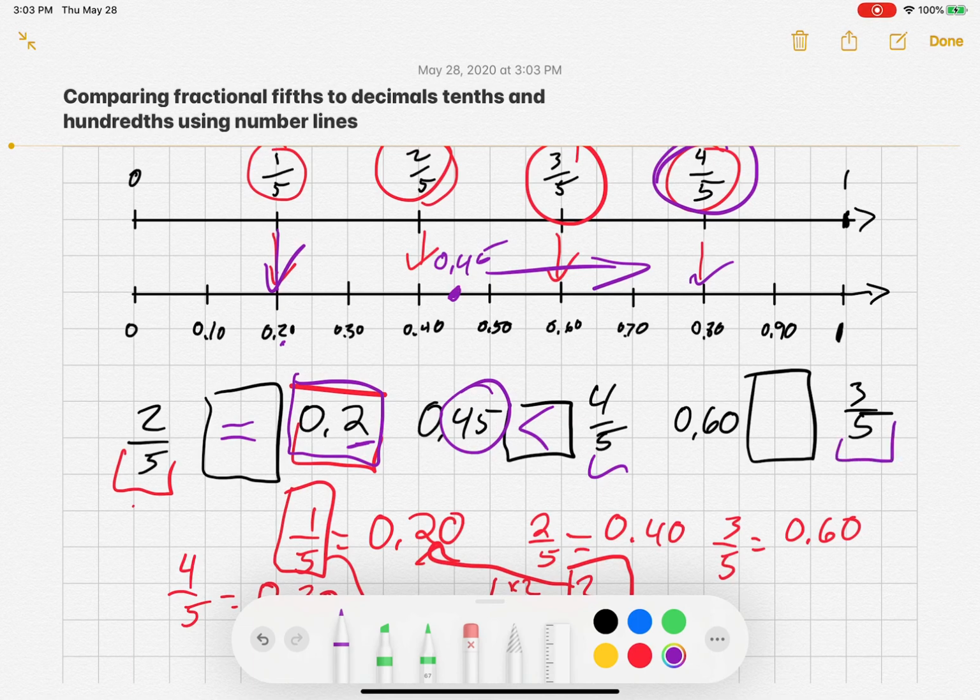If I'm looking at 3/5 right here on the number line, and then I look and I'm comparing it to 0.60, that is straight across, so they are equivalent. Okay, so there's some activities for you to do to follow on the worksheet.